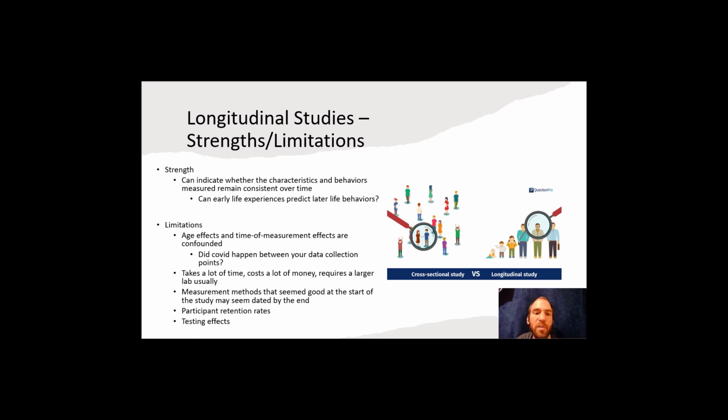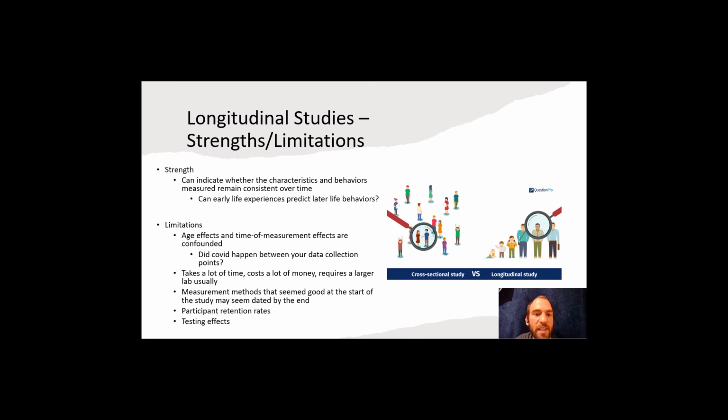The strength is that you follow these people throughout time, and you can ask a question like, does early life exposure to New York traffic predict future health outcomes even if you live in Montana? How else would you study that unless you're following these people for a long period of time? Or at least you would get more information by doing so.